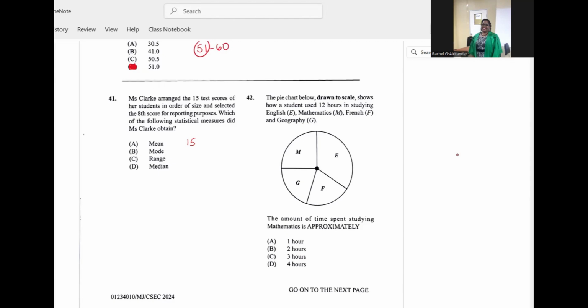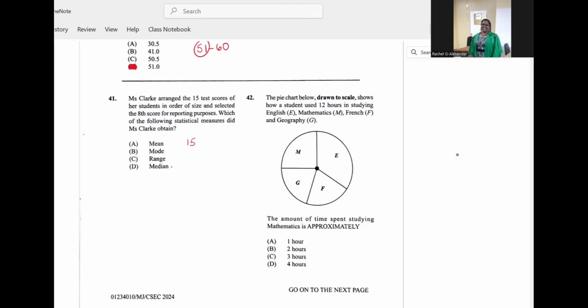It may not be the mode because we can't really tell the mode unless we actually see the raw data. The range has to be the difference between the first score and the last score, so the first score and the 15th score. The only thing that might make sense is the median, right?